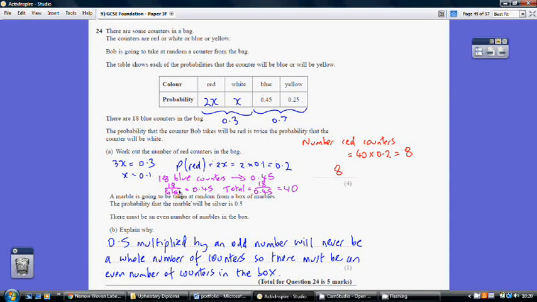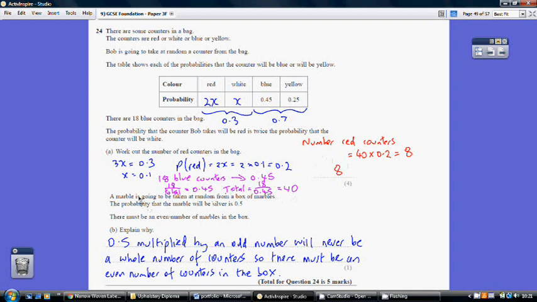So think about it. 18 out of my total number of balls has got to equal 0.45. So just rearranging this, the total number of balls has got to be 18 divided by 0.45, which is 40 counters altogether. So how many red are in the bag? 0.2 times 40 gives me 8.